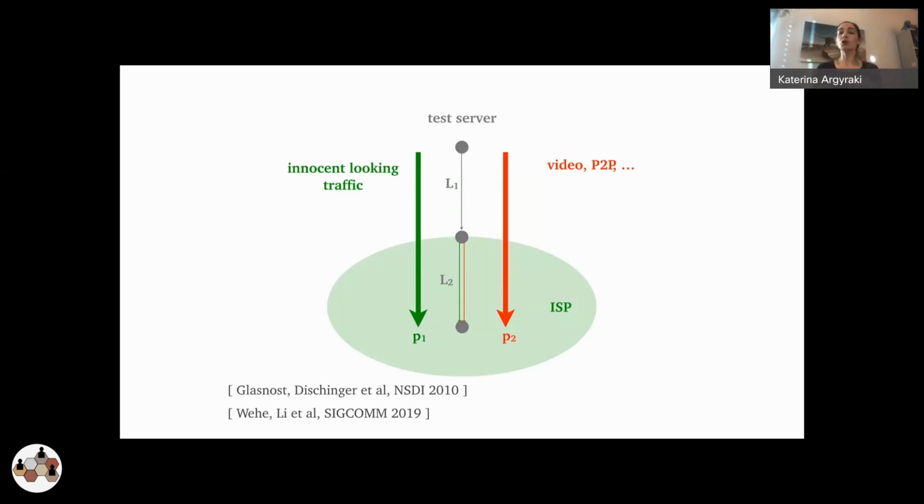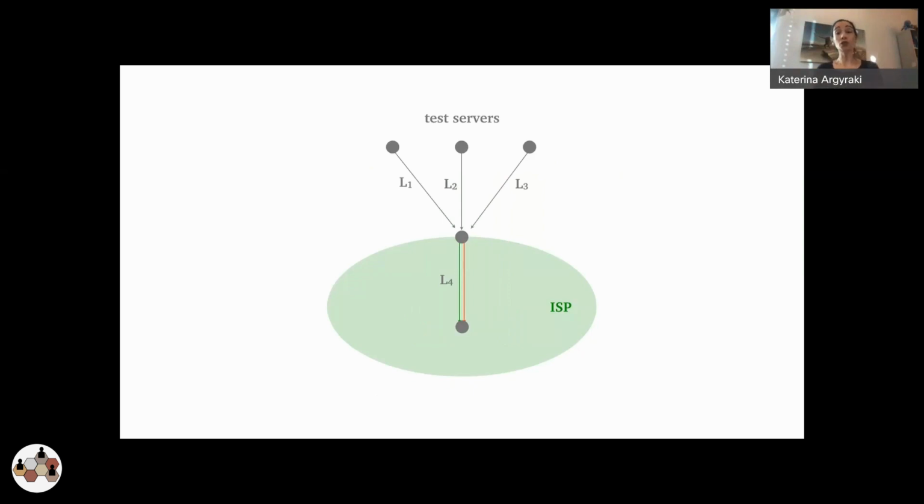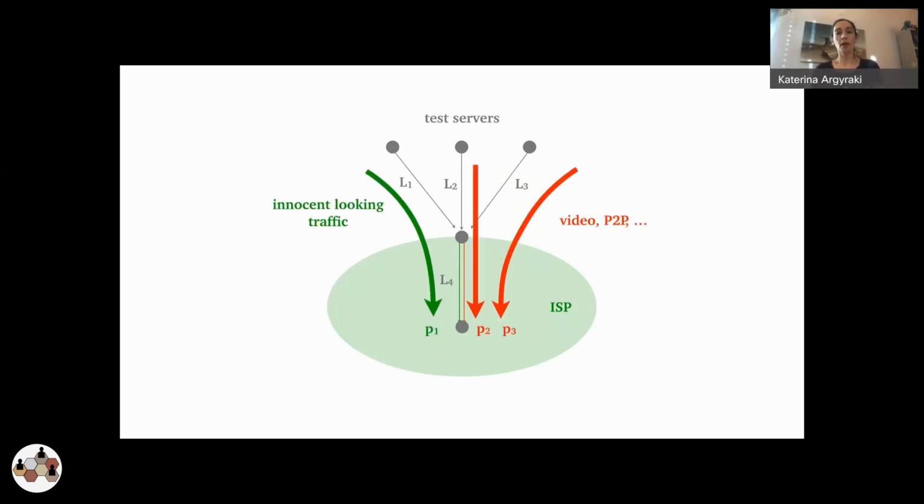Now, suppose that we want harder evidence. Suppose we want evidence that whatever trouble video traffic suffers in this path happens inside the ISP, not before. In that case, we could use a setup like this. We can have multiple test servers, let's say 3, and we can send innocent looking traffic down one path, and the potentially discriminated traffic, so video traffic in our example, down the other two paths. And we leverage the neutrality inference results I showed earlier to not only detect, but also localize the non-neutrality inside the ISP on link L4. So this is what we're trying to do now.